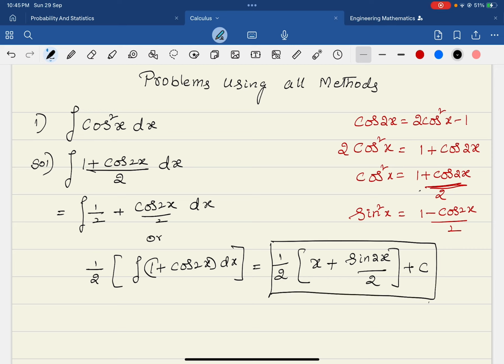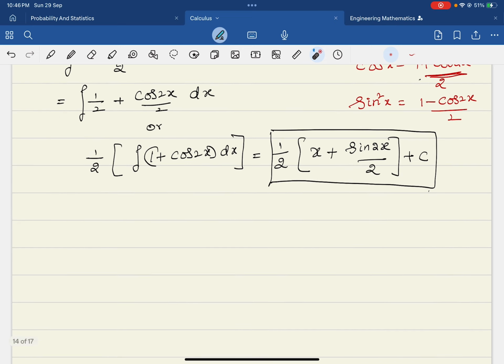Now what have we used? We have used term by term integration. Do you remember? The first method is term by term, where we split the terms like this. So this is the term by term integration we have used. Let us now go to the next problem.